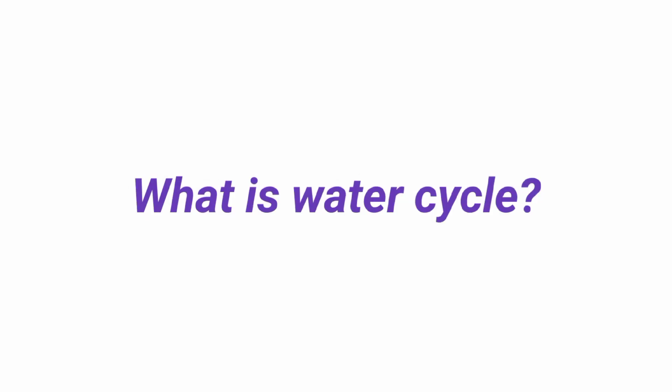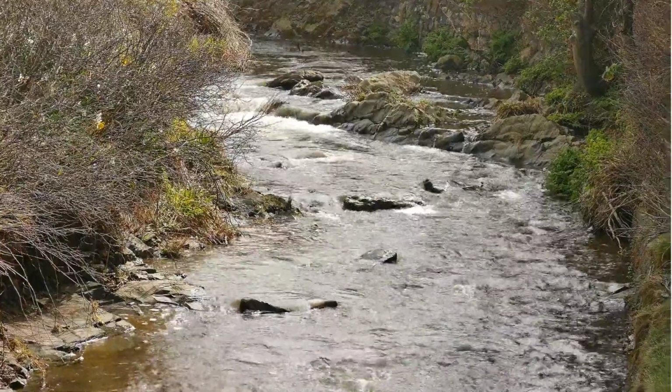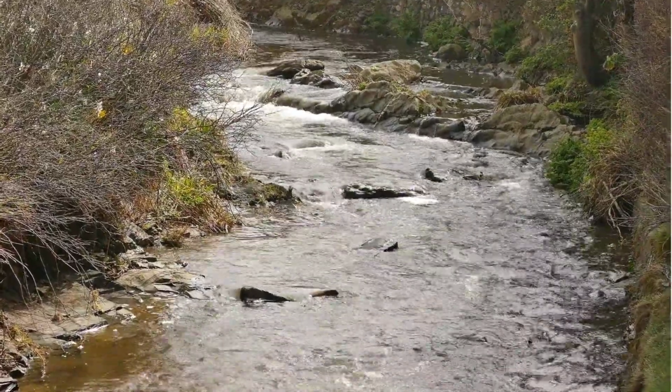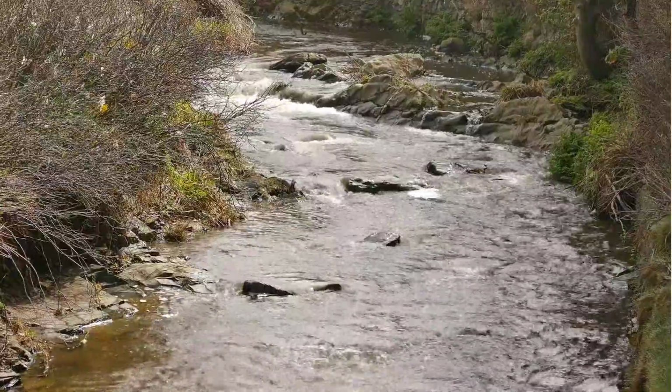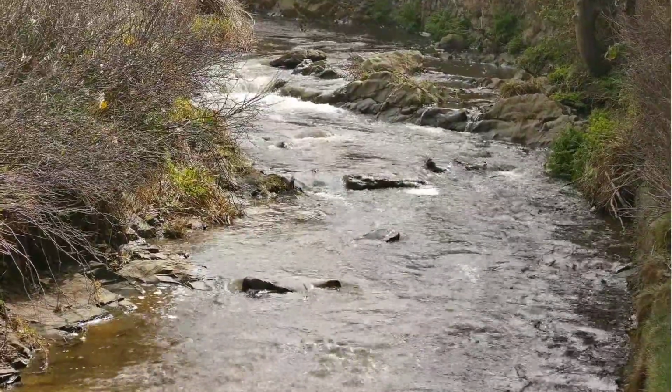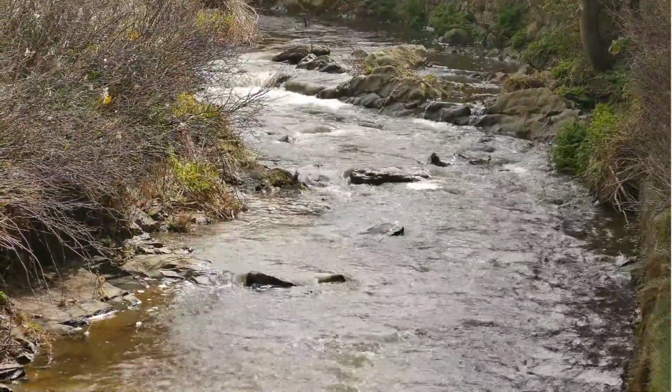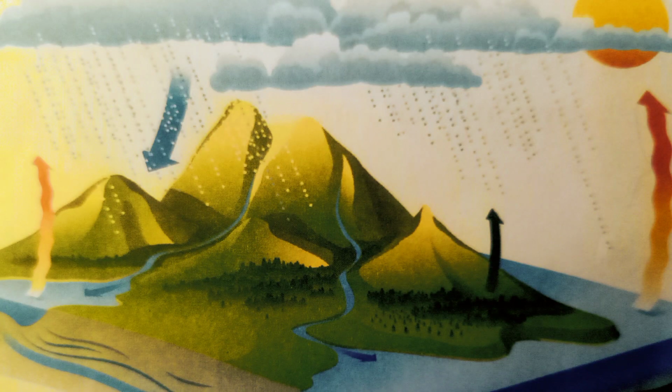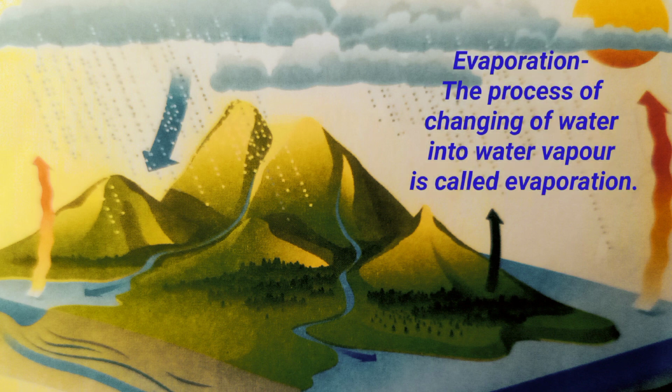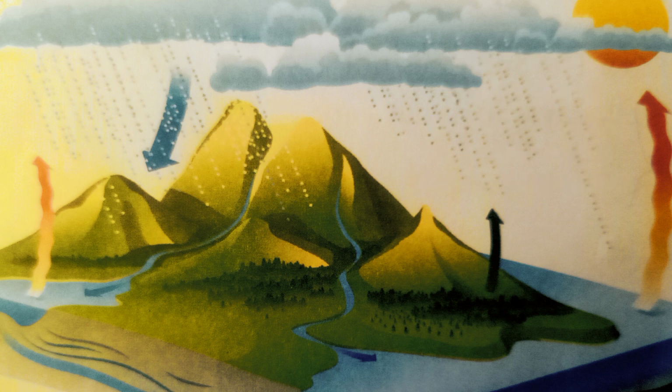What is the water cycle? The sun heats up water present in the water bodies such as rivers, ponds, lakes, seas and oceans. The heat of the sun slowly changes water into water vapor. The process of changing of water into water vapor is called evaporation. Water vapor rises up in the air. As it reaches higher, it begins to cool down.